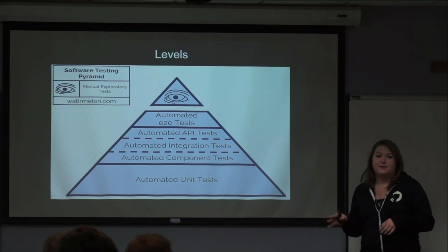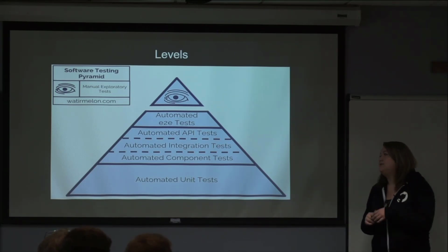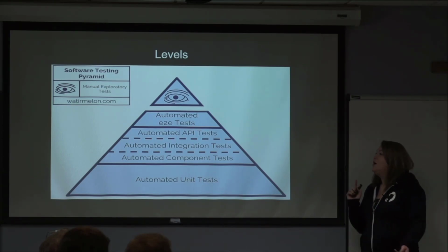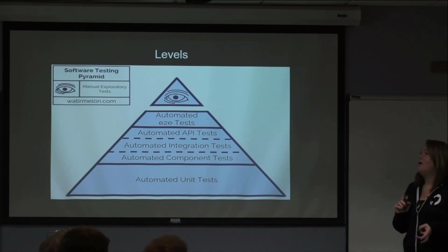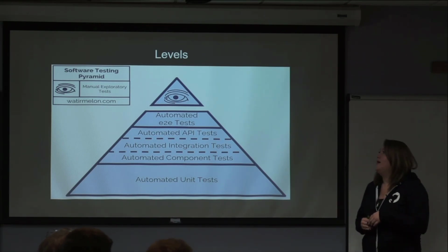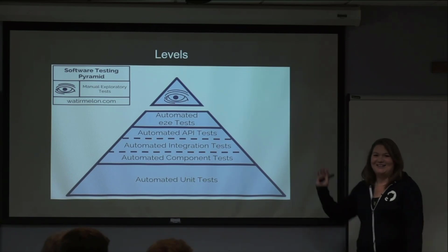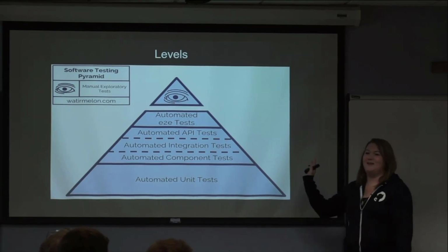Now we're going to keep things simple and just focus on 4 main types of tests. These are automated unit tests, automated integration tests, automated end-to-end tests or automated UI tests, and manual exploratory tests or the all-seeing eye of exploratory testing. These are where the manual UI testers come in, and you guys are awesome.